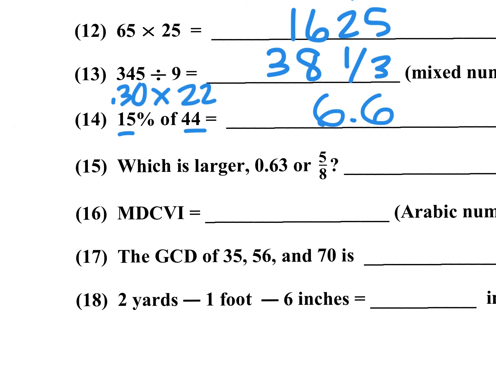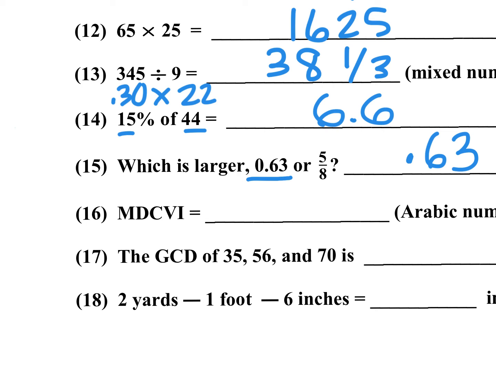Which is larger, 0.63 or 5/8? 5/8 is 0.625, so 0.63 would be larger. Now, in the rules of number sense, you cannot write it without the leading zero. It has to be 0.63. So if somebody was to write the answer the way it is there, that would be incorrect. 0.63 is correct.